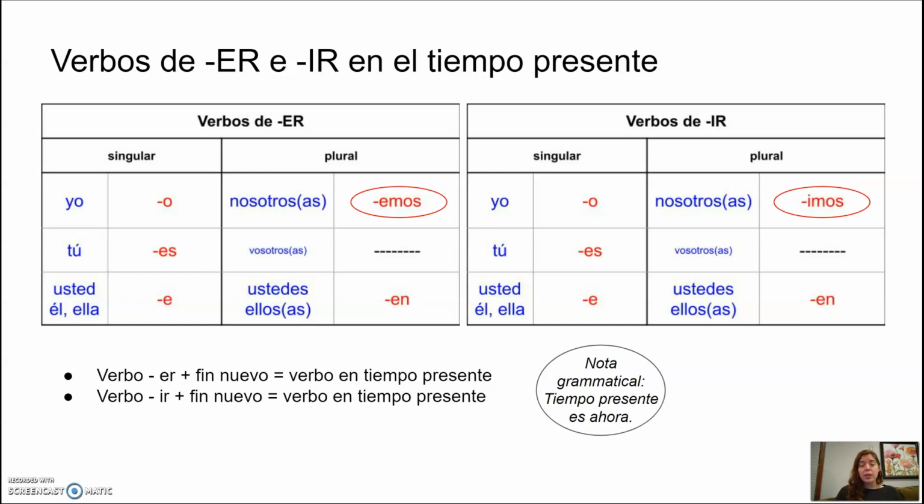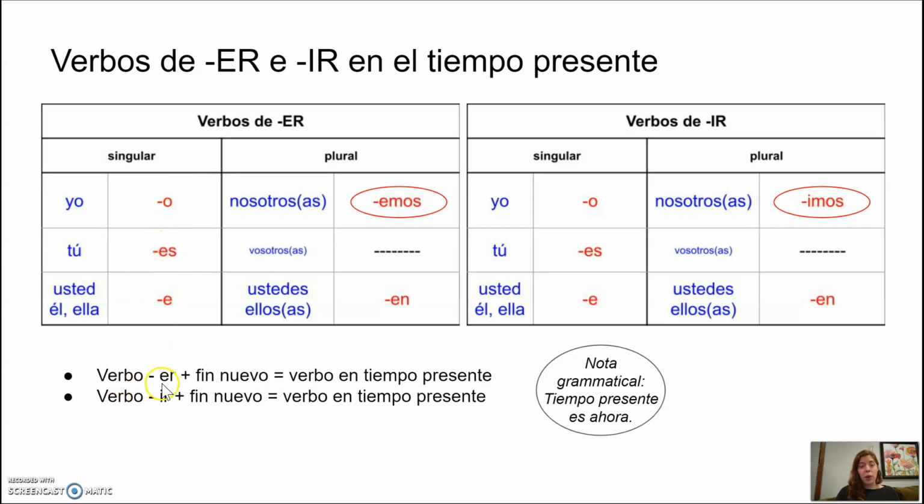Continuamos. Los verbos de ER e IR en el tiempo presente. Verbos de ER. O, es, e, emos, en. You can see that the forms end similarly to AR verbs. AR verbs end with o, as, a, amos, an. Here we do o, es, e, emos, en. So we replace the A with the E, just like this is an ER verb instead of an AR verb. Almost the same thing. So these are the endings that you'll add.